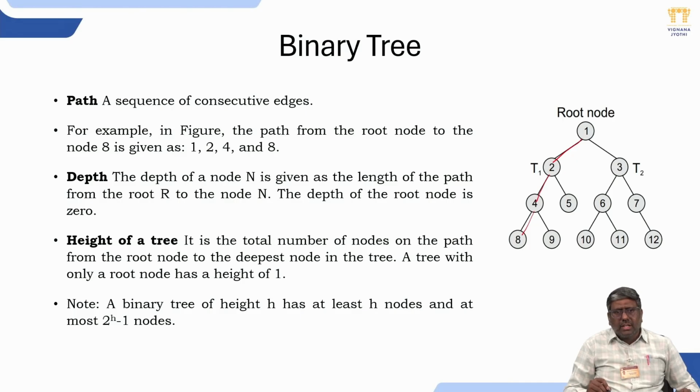And next one is the height. The height of a tree is the total number of nodes on the path from the root node to the deepest node in the tree. A tree with only a root node has a height of 1. A binary tree of height h has at least h nodes and at most 2^h minus 1 nodes.